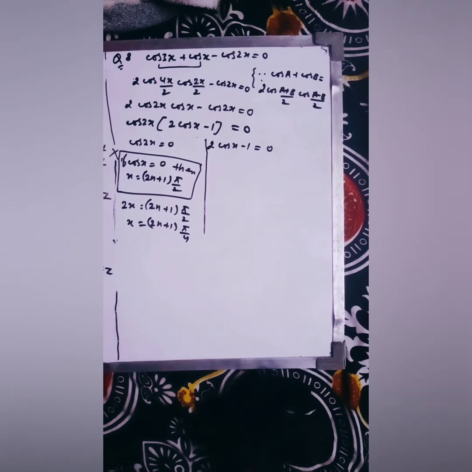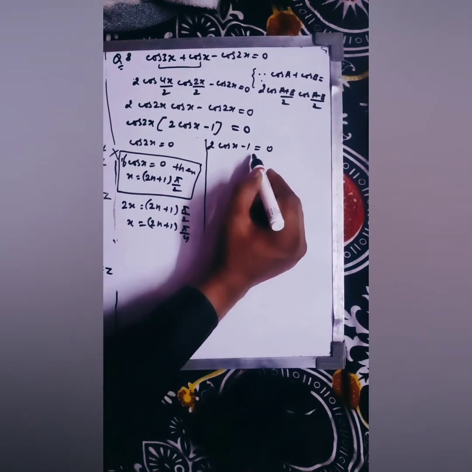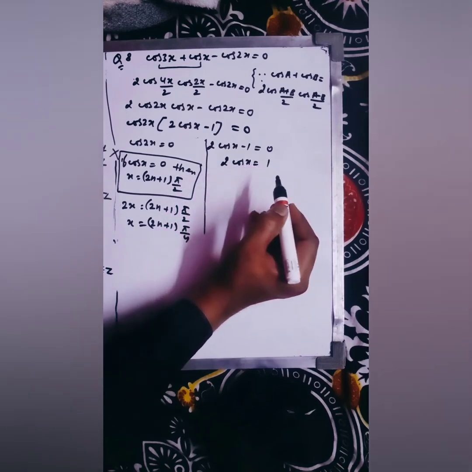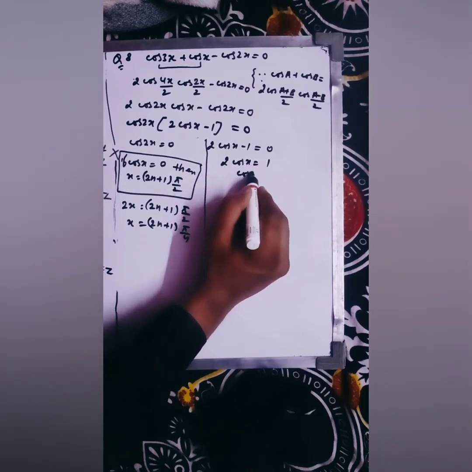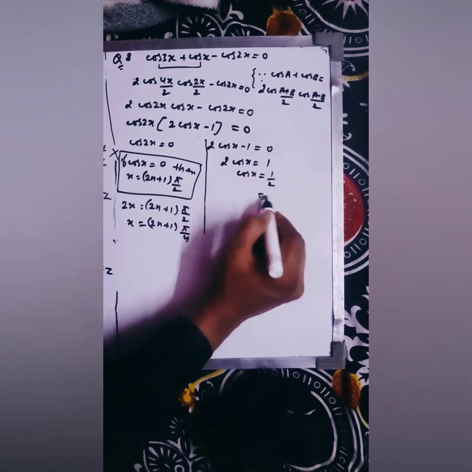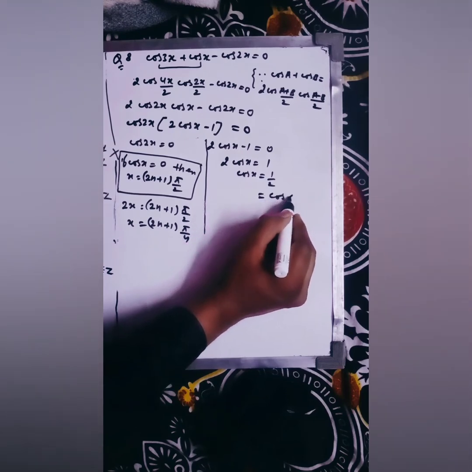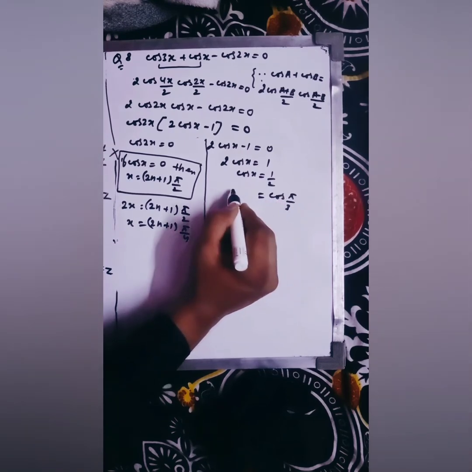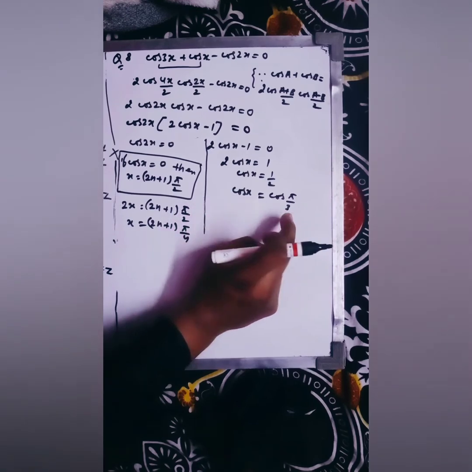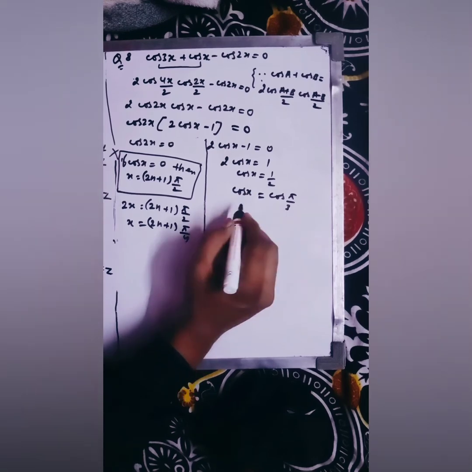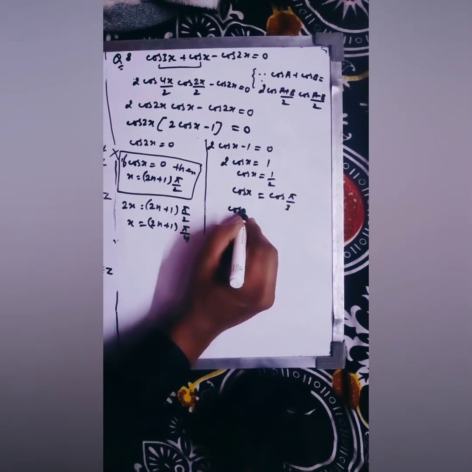Now you have to solve this one also. So 2 cos x equals to 1. So your cos x is equals to 1 by 2. So cos is 1 by 2 at cos pi by 3. So this is the first principal value, it is coming positive. So it is in this form, cos x.